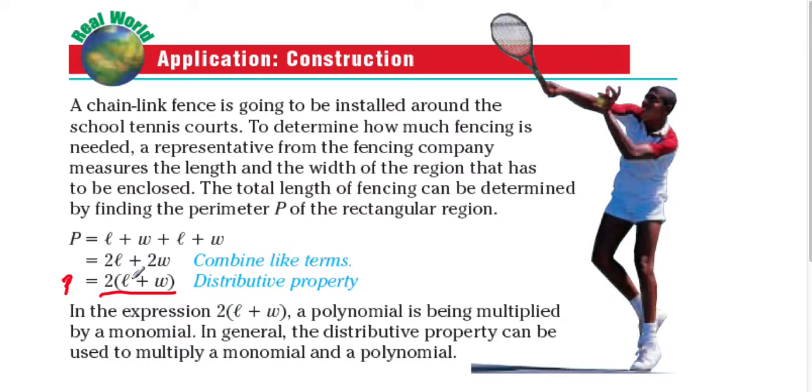How did that happen? If you look at this carefully, if I take 2 and multiply it with L, and I take 2 and multiply it with W, I end up with 2L plus 2W. And that's using the distributive property. In this case, they went the other way around. 2L plus 2W is the same as 2 times L plus W. So we use the distributive property to multiply a monomial and a polynomial. How does that help us? Let's find out.